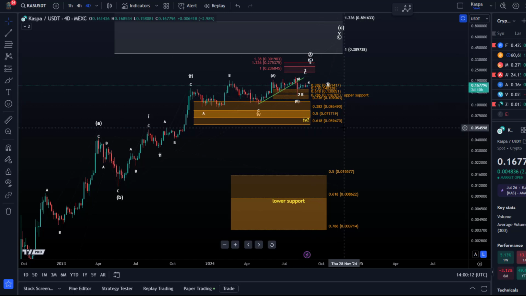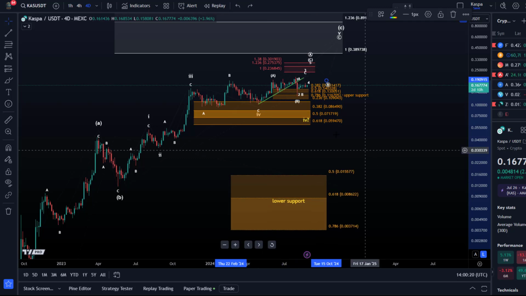And the key support really is sort of the 7 cent mark. That's the 50% retracement. We have a bit of a buffer there down to 6 cents. But overall, I would say the 7 cent region, below that level, probabilities for upside reduce.